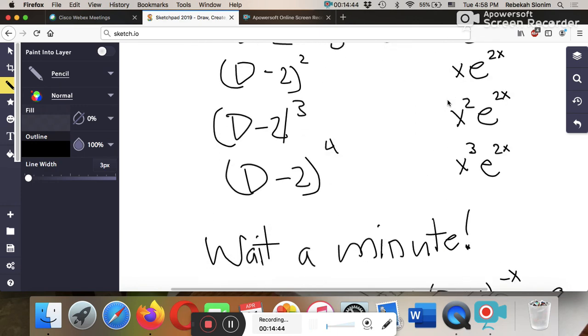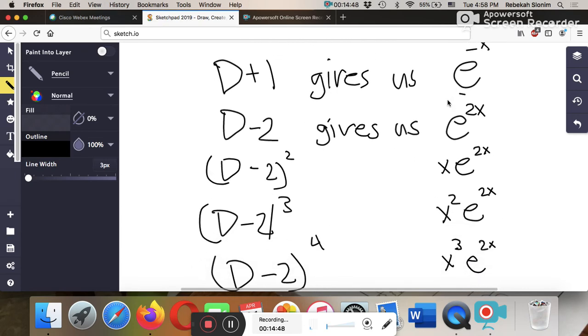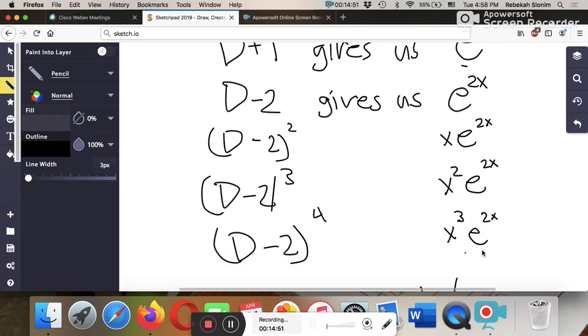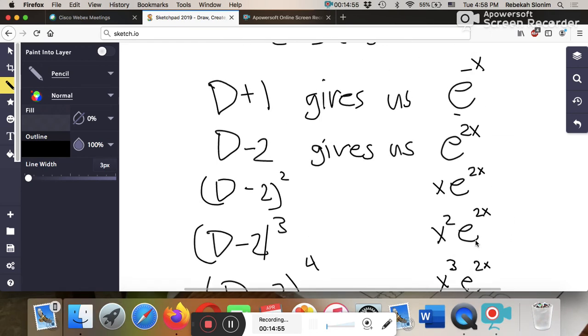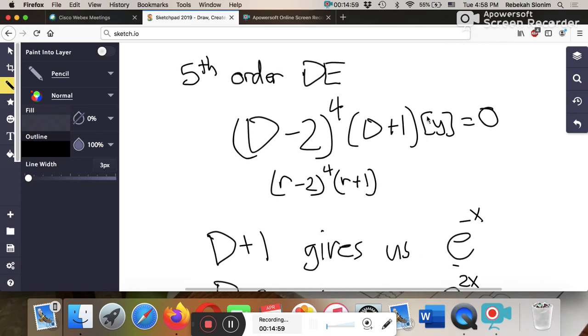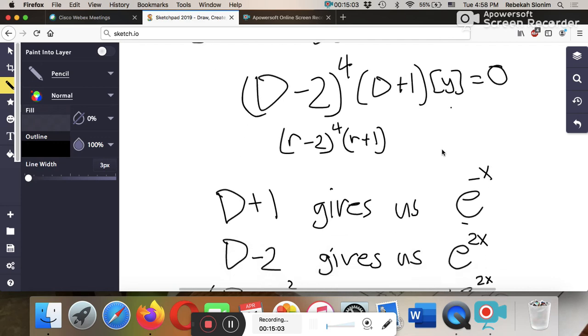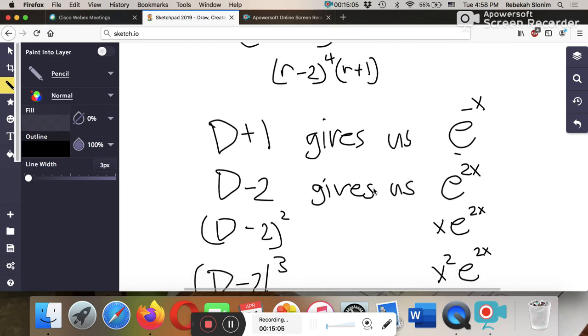But then you might say, all right, well, what about d minus 2, or even d minus 2 to the 4th? How do we know that even if d minus 2 to the 4th annihilates x cubed e to the 2x, since it's on the left, it's not on the right? By the time we apply d plus 1 to whatever we have, we're going to end up with a whole different function.